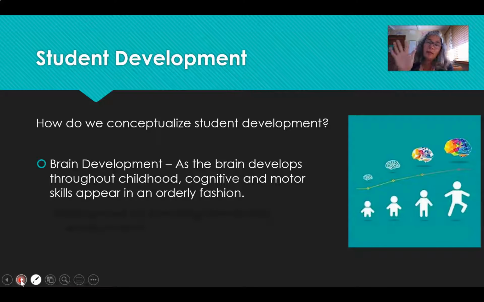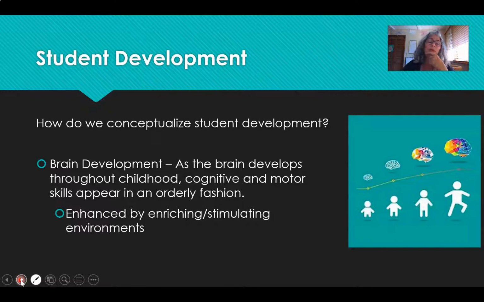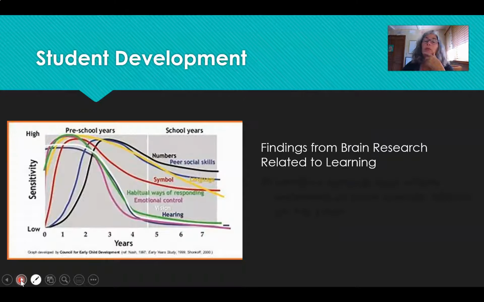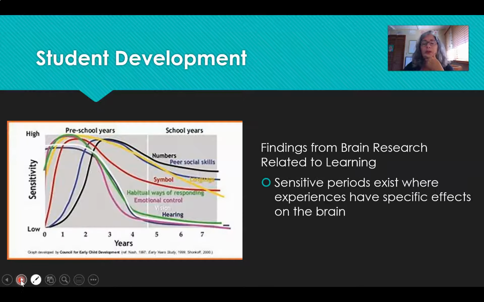Okay, there's another model for looking at student development, and that is brain development. So we know that the brain develops throughout childhood, and along with this, you're going to see motor skills, cognitive skills come about in kind of an orderly fashion. Brain development researchers do believe that enriching environments do provide the stimulation that is needed to help promote that kind of growth. We also know that sensitive periods exist, that there are certain periods in your timeline of growth that are more sensitive to certain types of stimuli than others.